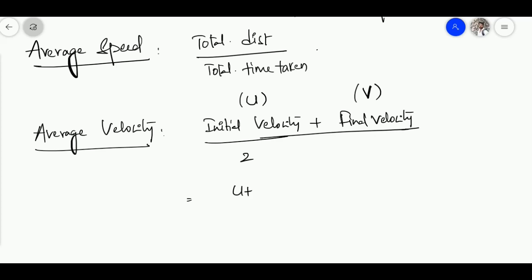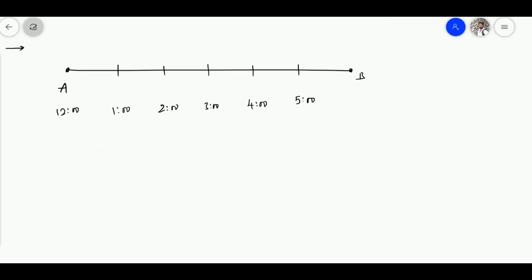So from now on, whenever I need to write initial velocity and final velocity, I will use these notations, small u and small v. So you have to remember that u is initial velocity and v represents final velocity. So let's consider a scenario where you started the same. I'm taking the same pattern to get the basics easily.